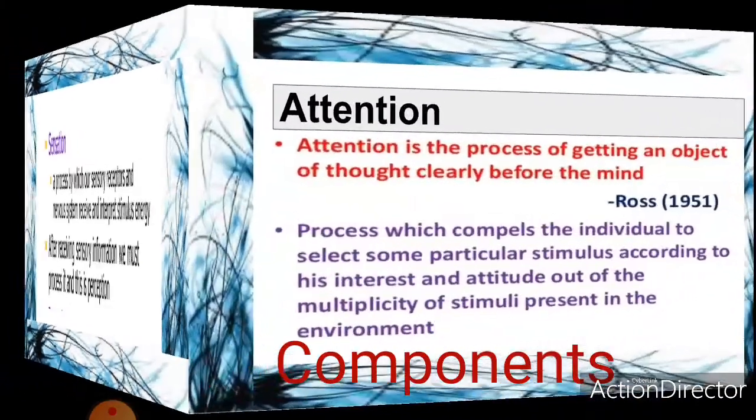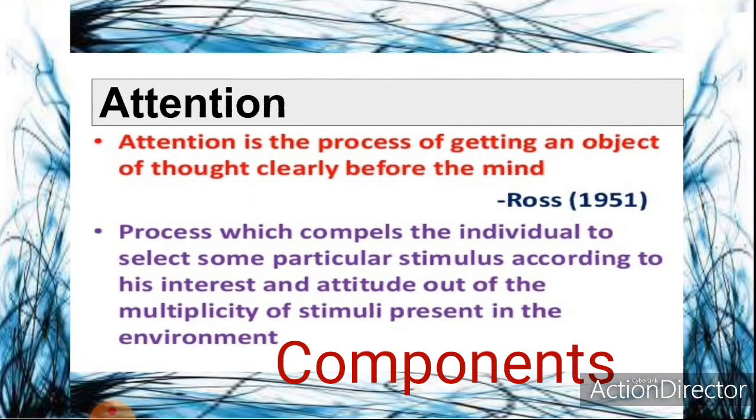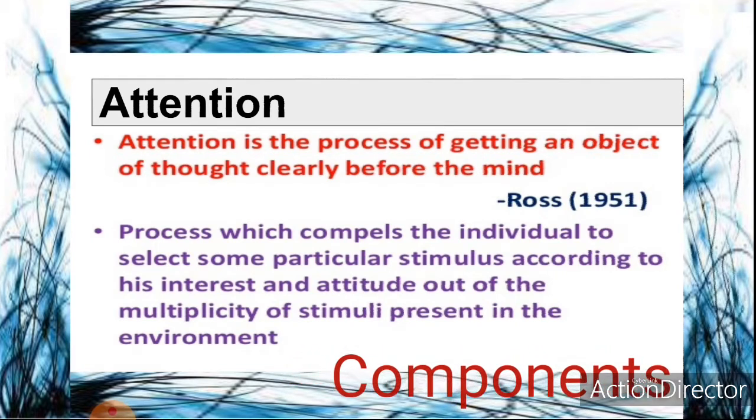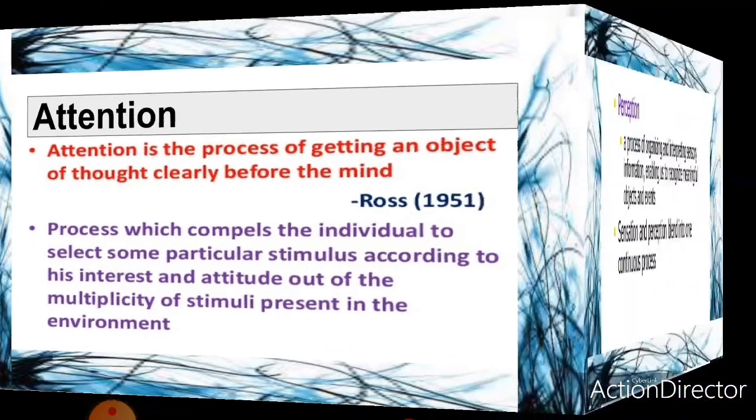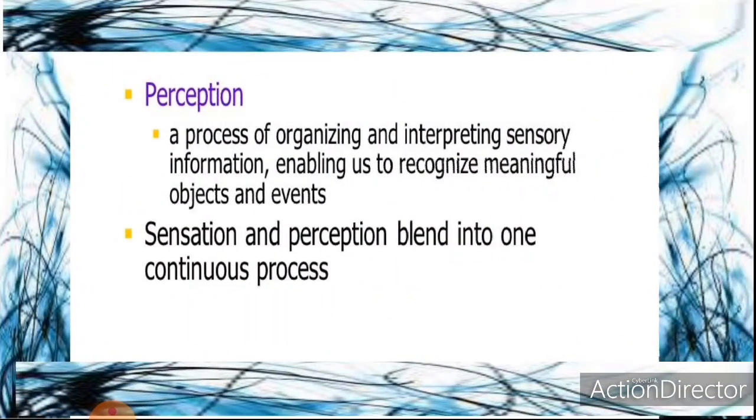Now, the second component or second step in observation is attention. Attention depends upon the ability of the observer to concentrate on the concerned studies. In other words, attention is the process of getting an object of thought clearly before the mind. Now, the next and last step is perception. Perception means interpretation. It is a process of organizing and interpreting the information which is collected through sensation.